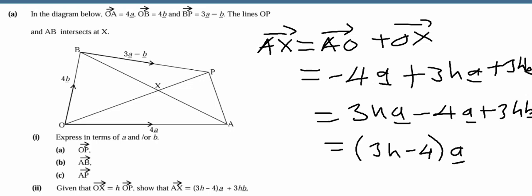So if you multiply a vector multiplied by 3h, we are going to get what? 3h a vector, which is this one. Then again, if you multiply negative 4 multiplied by a vector, you are going to get negative 4 a vector. So meaning this one is correct. Then at the end, we are going to say plus 3h b vector.